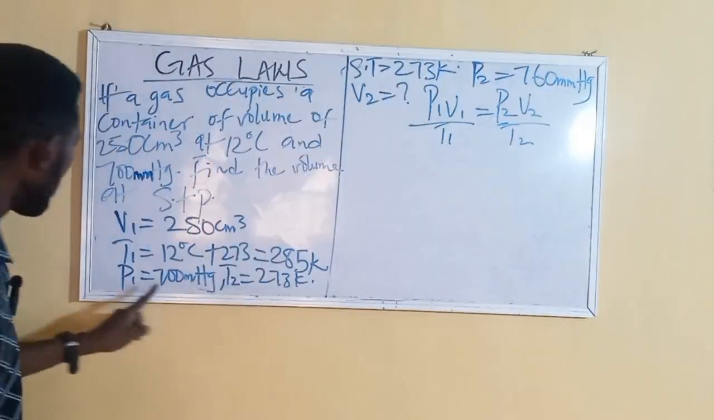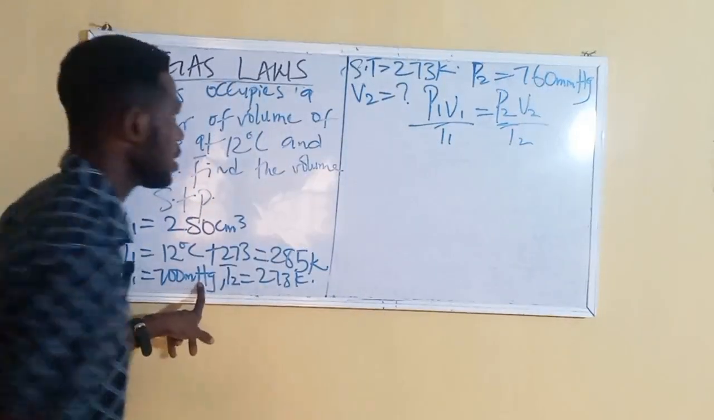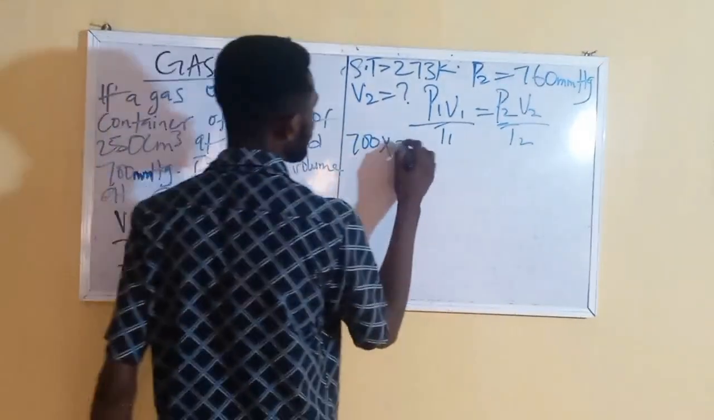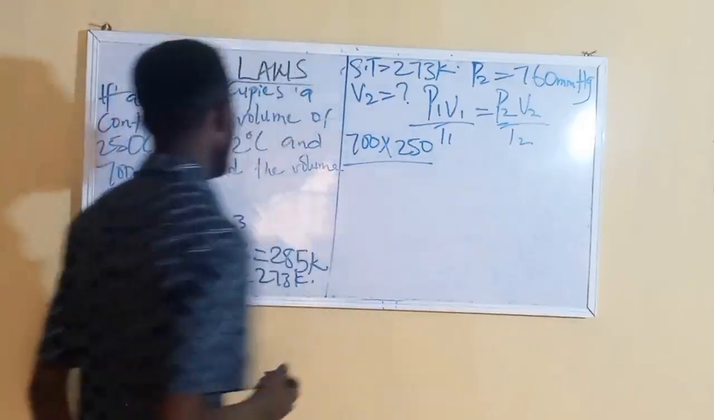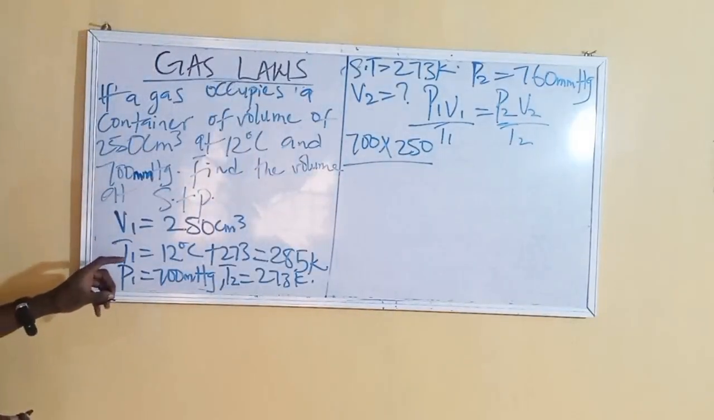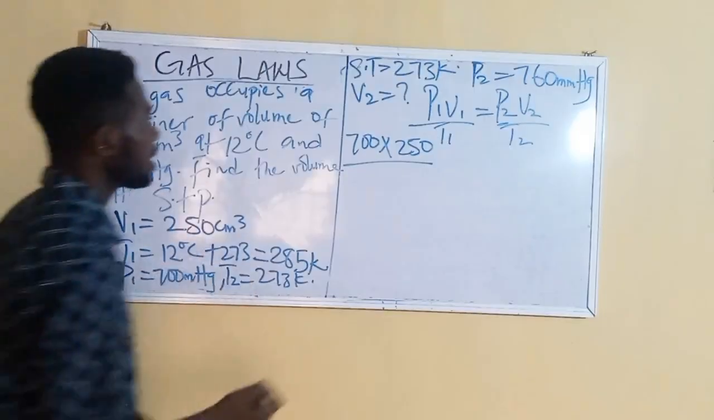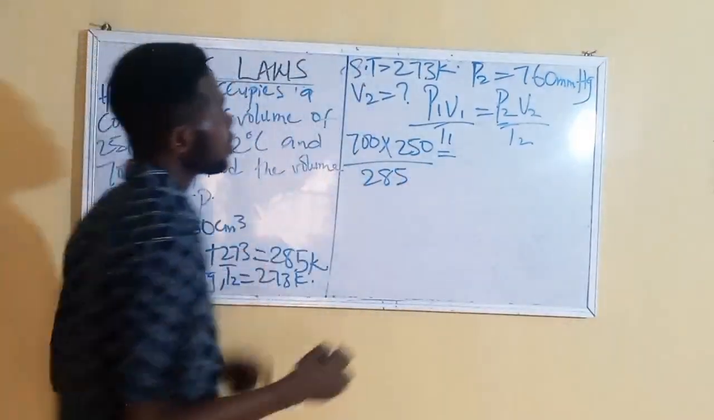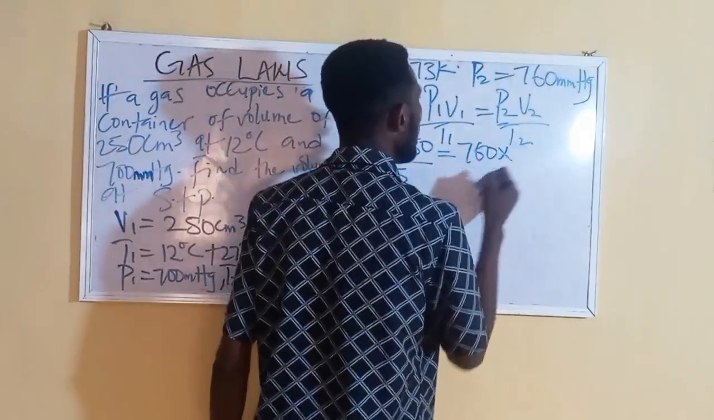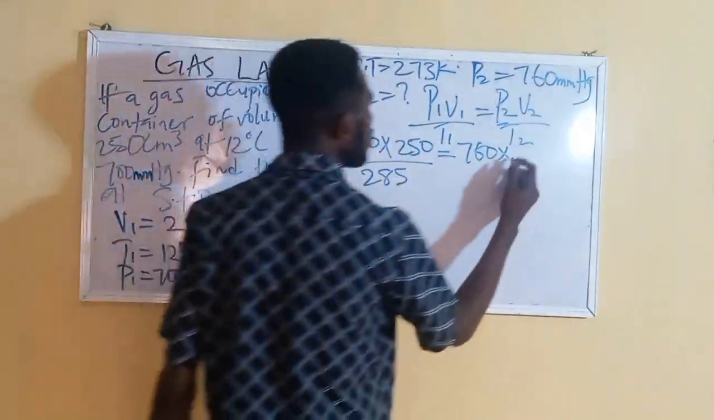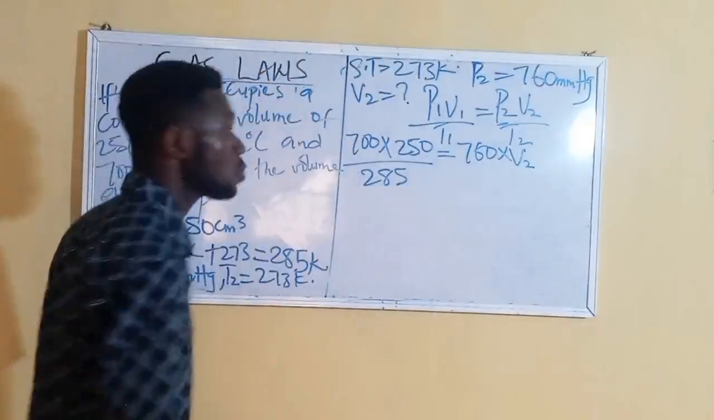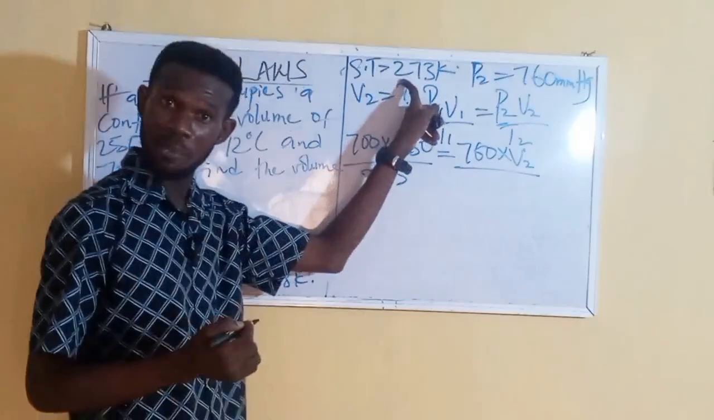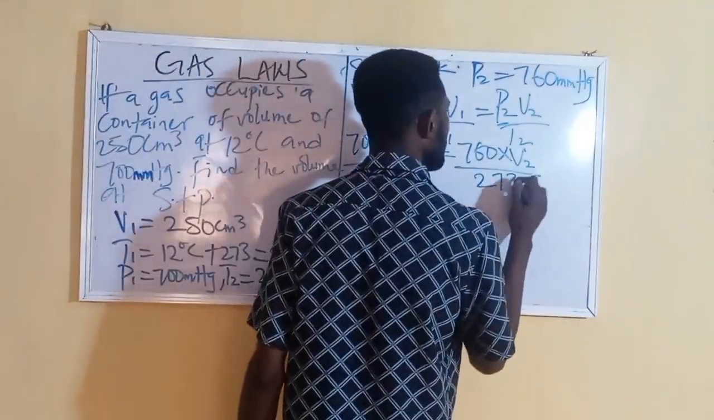So what's our P1? Our P1, as we have here, is 700. And what about our V1? Our V1 is 250. Now what about our T1, which is 285? Now, what about our P2? Our P2 is 760, and our V2 is unknown, so we have to represent it as V2. And what about our T2? Our T2, which is our standard temperature here, is 273.